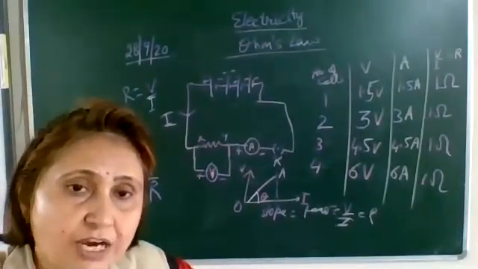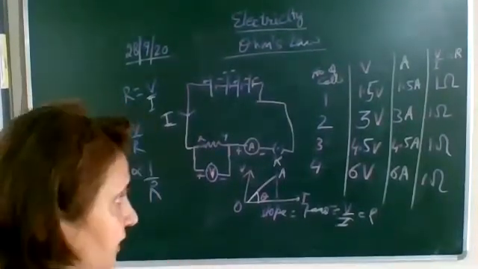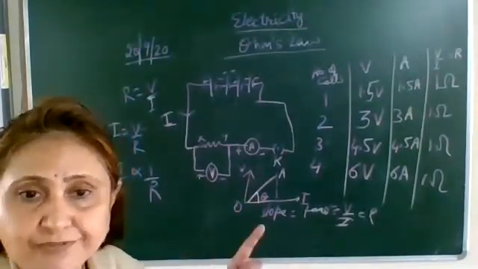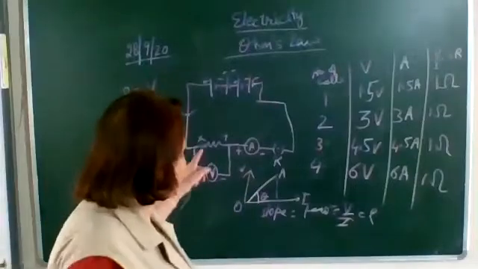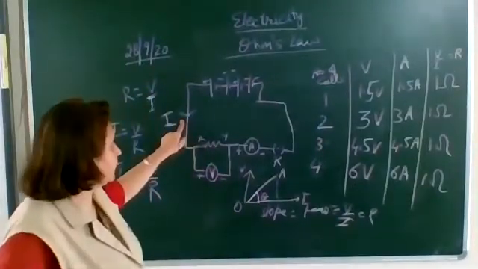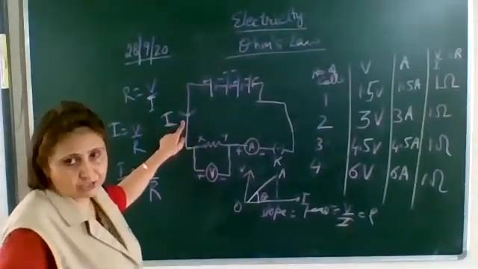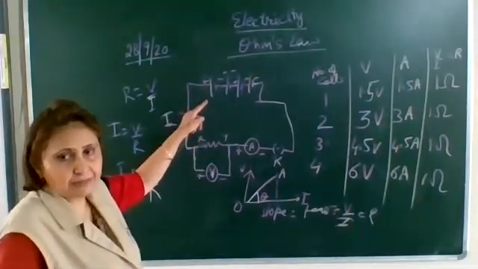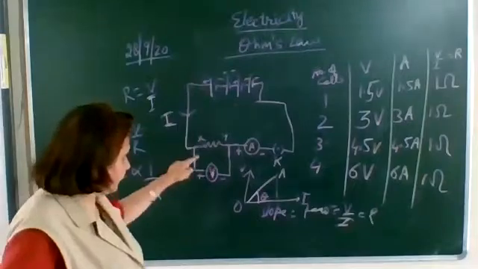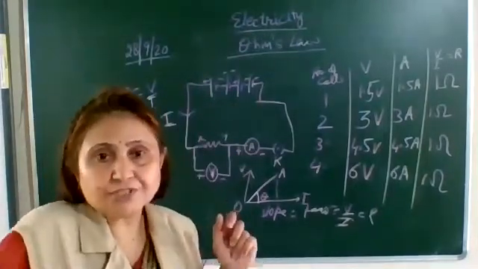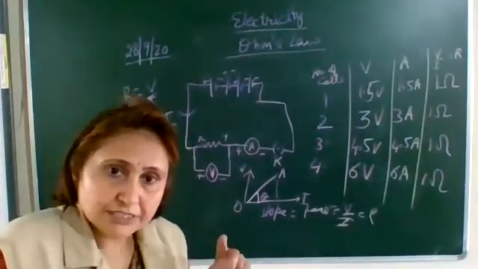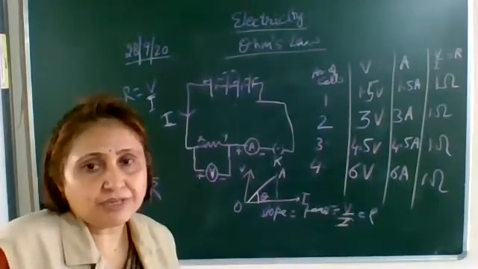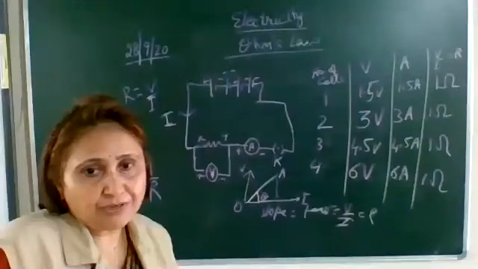The direction of current in the external circuit, if it is connected like this, you can say is from positive to negative terminal. Whenever you draw an Ohm's law circuit diagram, it is very necessary to mark the direction of current. Current is from positive to the negative terminal in the external circuit, that is, outside the cell. Or you may say that it is opposite to the flow of electrons. The conventional direction of current is taken opposite to the flow of electrons.